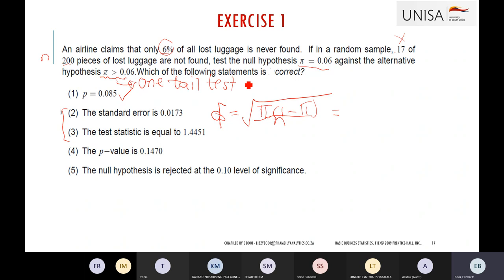Our population proportion is always given in the hypothesis testing. So this will be 0.06 times 1 minus 0.06 divided by our n, which is 200. So do the calculation.